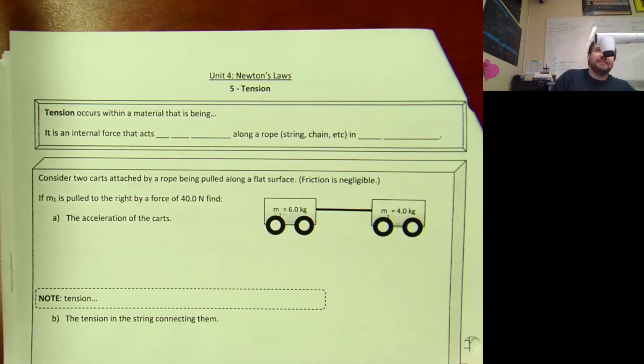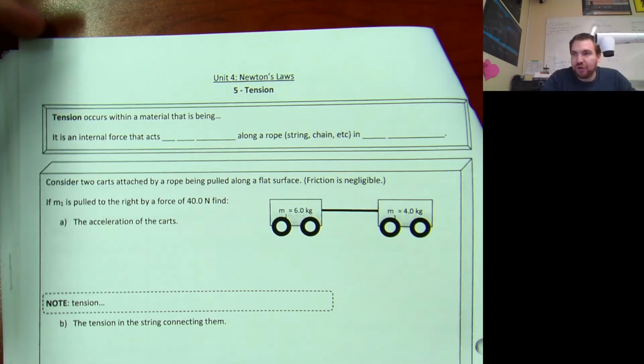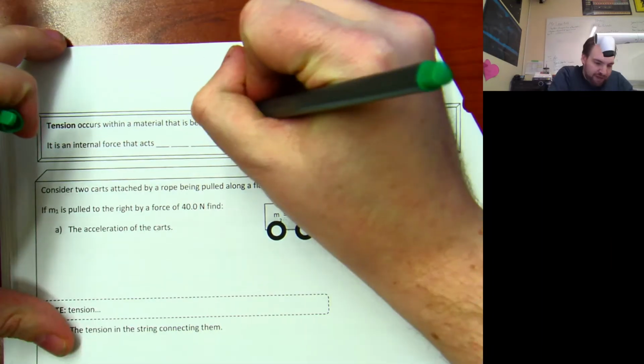Now tension's a lot easier than these other things because tension doesn't have its own formula. Tension is just tension. It's the behavior of cables or strings or rope or anything that isn't solid. We will deal with them as far as they're concerned in straight lines. So tension occurs within a material when that material is being pulled on.